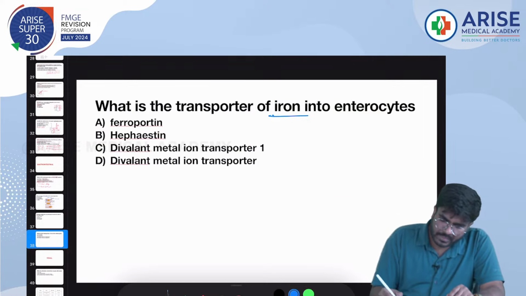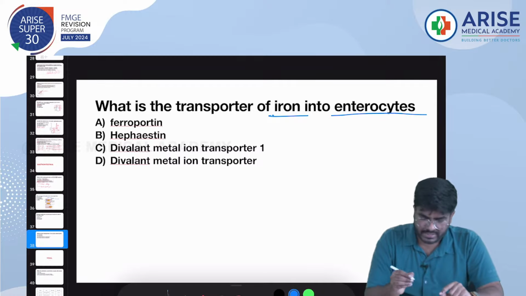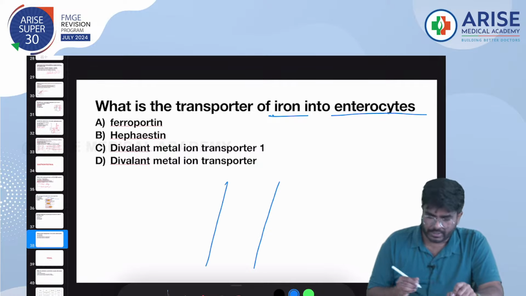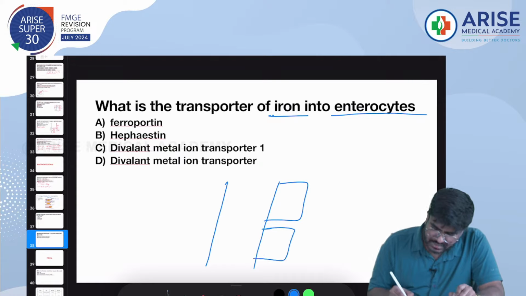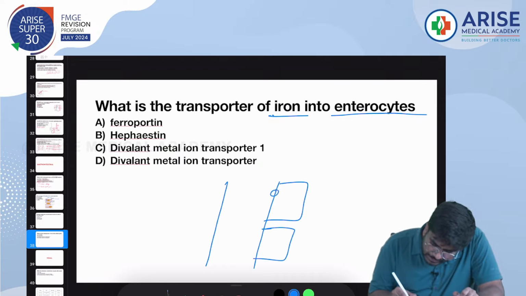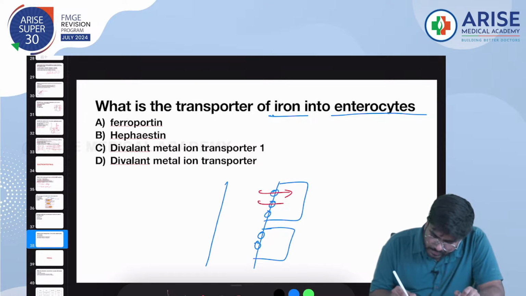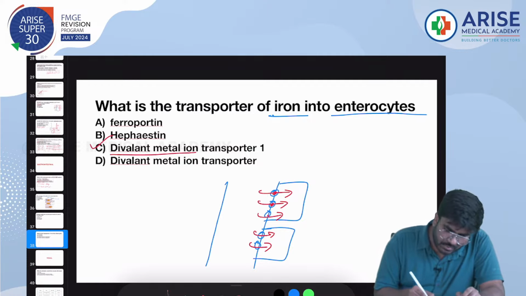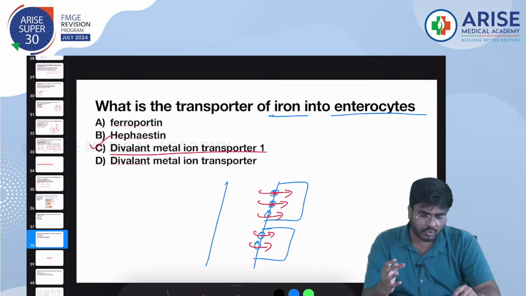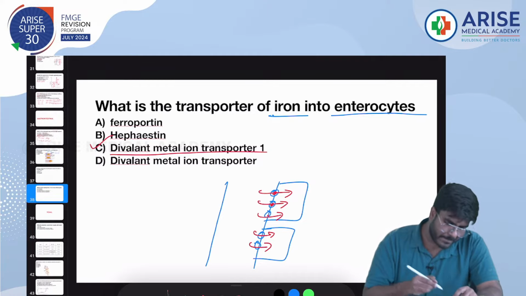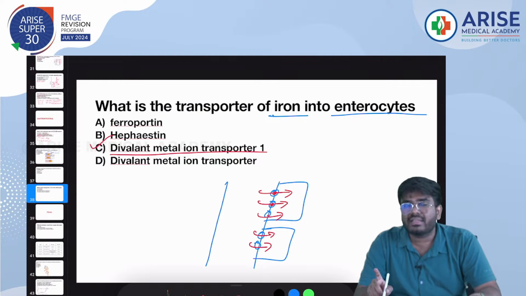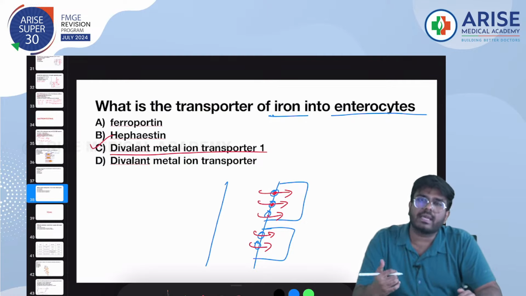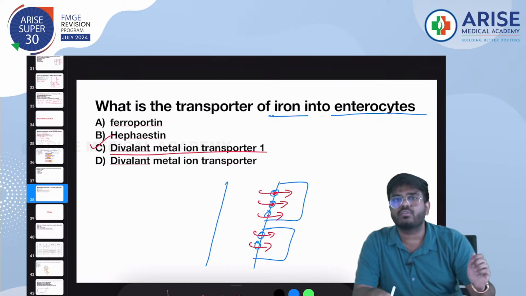What is the transporter for iron into the enterocytes? Let's say this is the duodenum. It is having enterocytes. These enterocytes have special transporters through which the iron will be absorbed into the cell. The name of this transporter is DMT1. With the help of DMT1, the iron is absorbed into the enterocytes. And we have to know what substances increase and decrease iron absorption, which is a recent question.